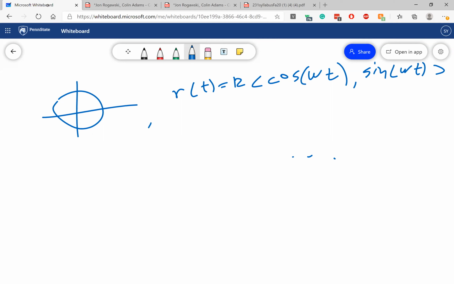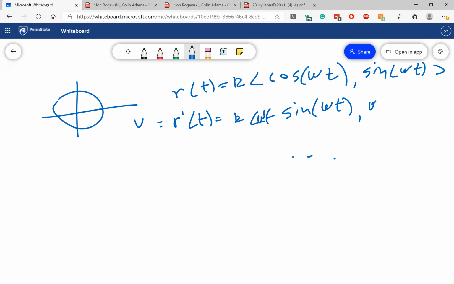So then r prime of t, which is equal to our velocity, is going to be equal to r times negative omega sine of omega t, and omega cosine of omega t. That would be our r prime.